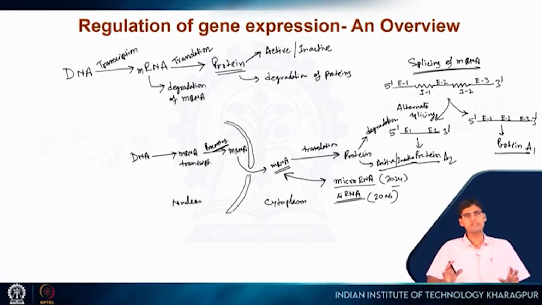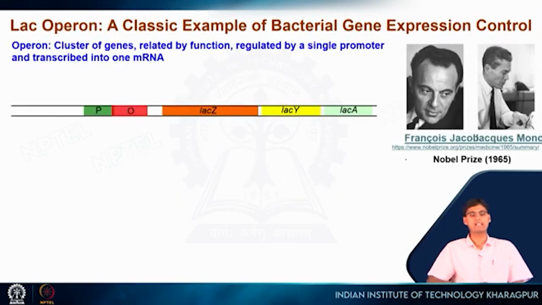So now specifically, I would like to mention a case study. For example, this is in the bacterial system, the lac operon. This is a classic example of bacterial gene expression control. Whatever I discussed during the last few minutes is the overall understanding about gene expression. But in this case, I would be specifically mentioning a set of genes, how they are getting regulated in order to metabolize some particular sugar, for example, lactose in this case.